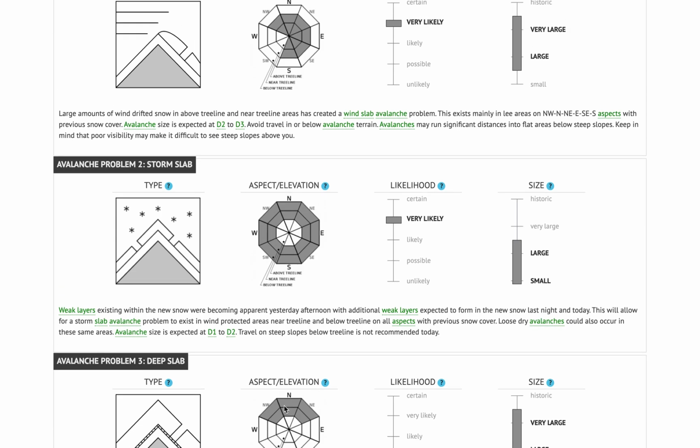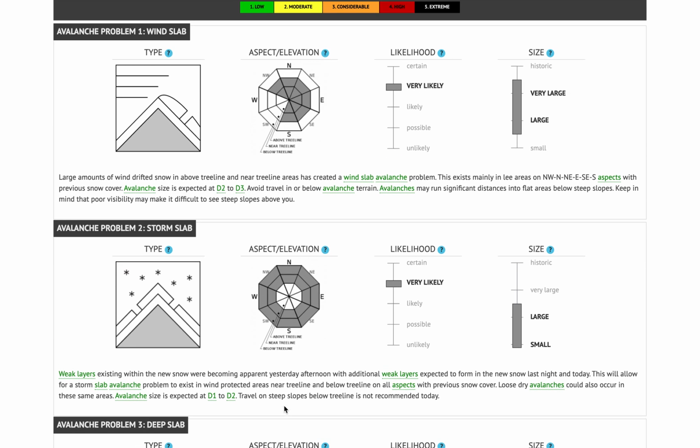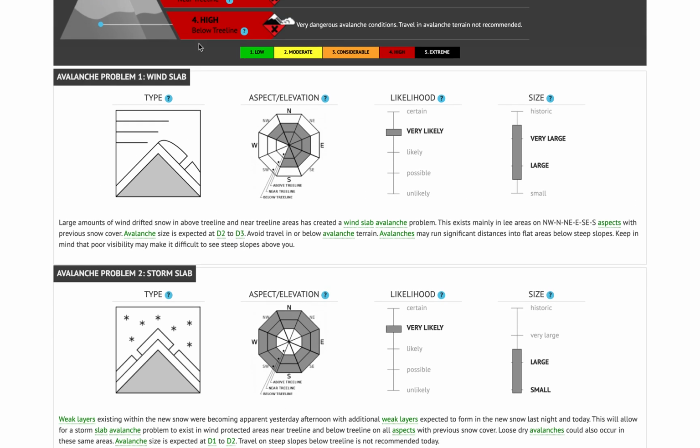So that would be a good option for that day if you had to pick one day to ski, but you definitely should not be on slopes that are above 30 degrees to trigger an avalanche. So that's the avalanche rose. That's just going to give you an idea of where each avalanche problem persists.